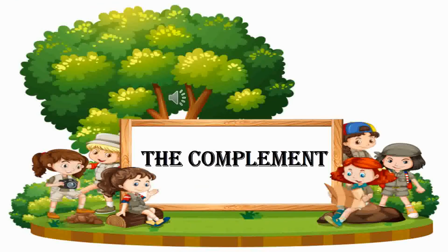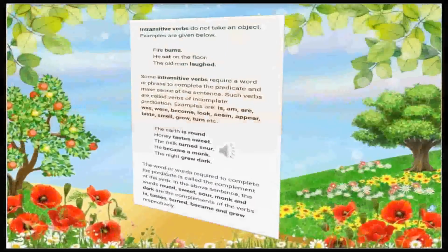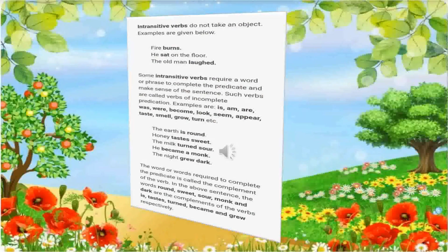The last topic of our chapter is about the complement. Intransitive verbs do not take an object. We have already studied transitive and intransitive verbs. Intransitive verbs do not take objects; that is what we have studied. See the following examples. Fire burns. He sat on the floor.